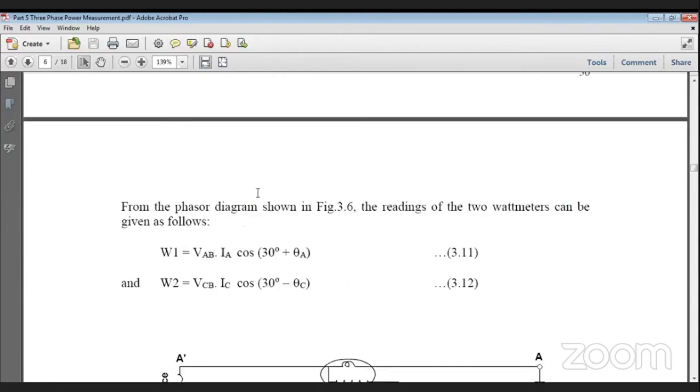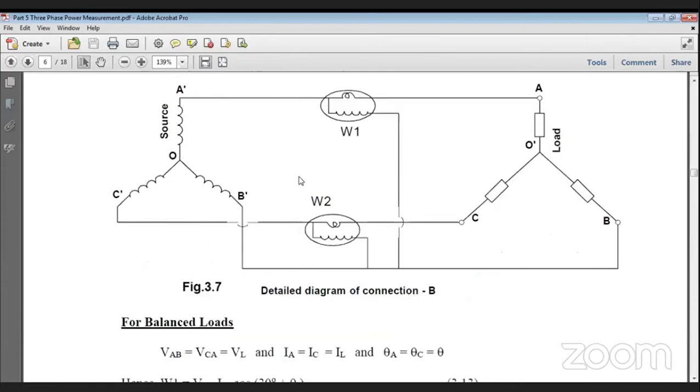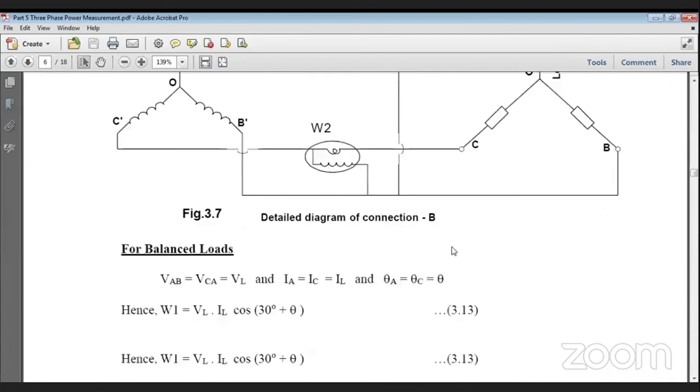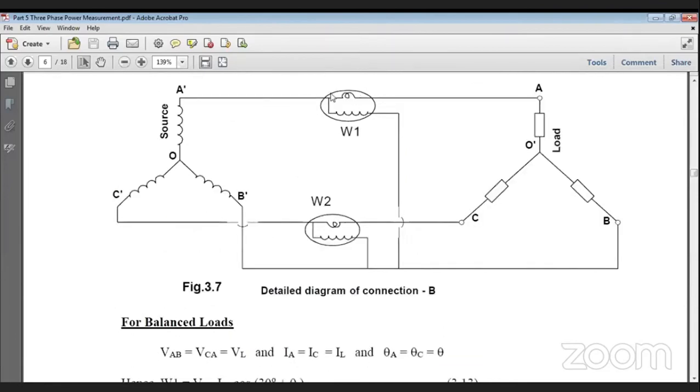Now, these 2 equations give rise to certain very interesting observations. By the way, if it is now a balanced load, what happens? This is a balanced load connection, right? 2 wattmeters are connected to line B, the potential coils, as I was mentioning. Here, all the currents are the same. So I will say IA is equal to IC is equal to the line current, because this current coil is placed in the line, so it is measuring the line current. Then what is the W1 voltage? It is VAB, so it is the line voltage.